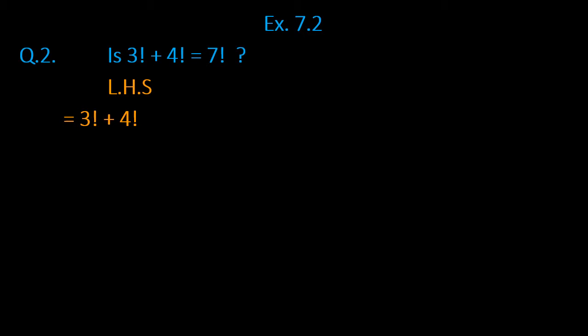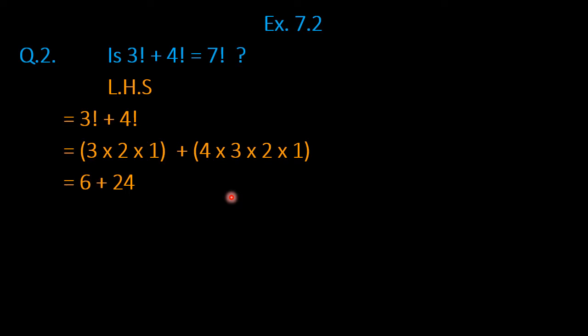In the left hand side there is 3 factorial plus 4 factorial. This 3 factorial is the product of the first 3 natural numbers, 1 into 2 into 3, plus 4 factorial, which means the product of the first 4 natural numbers, 1 into 2 into 3 into 4. So it can be written as 3 into 2 into 1 plus 4 into 3 into 2 into 1. If you multiply, you will get 6 plus 24, which is 30. So from the left hand side, we have got 30.